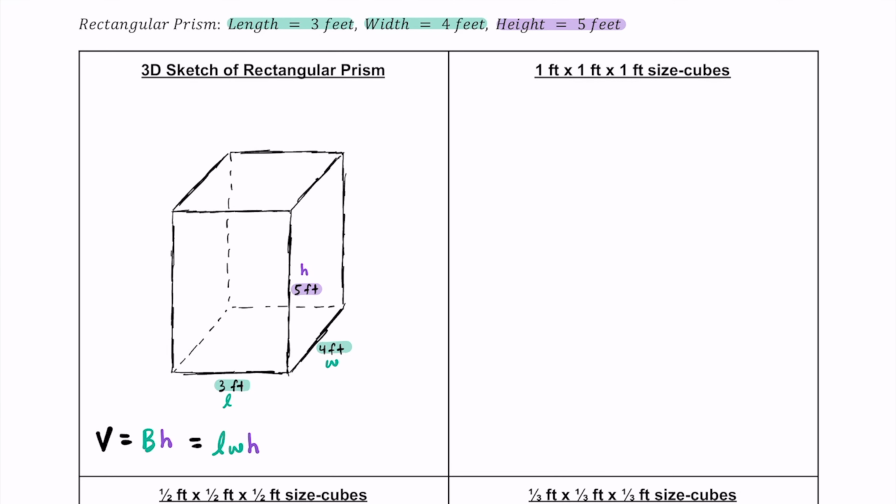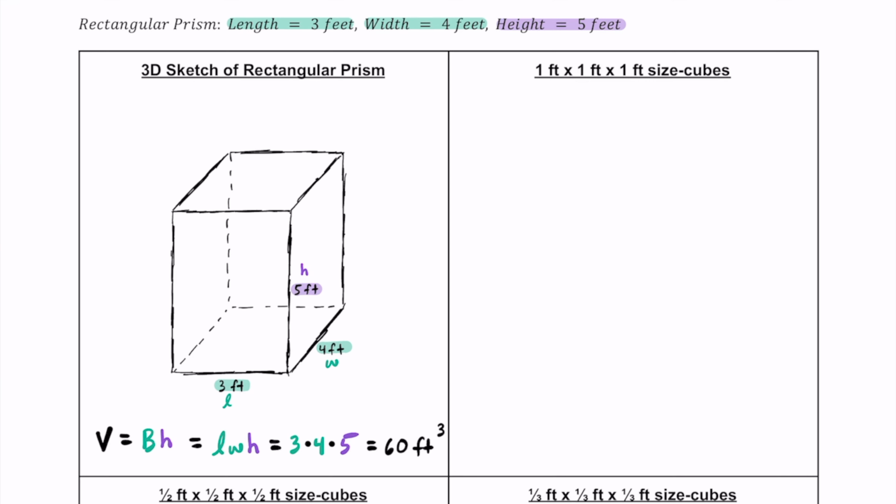If we make some substitutions here, the length is going to be 3 feet, so I'm going to substitute in 3. The width here is going to be 4, so I'm going to substitute in a 4 here. And then the height is going to be 5, so I'm going to multiply this by 5. Multiplying these all together, 3 times 4 is 12, 12 times 5 is going to be 60. So we're going to have a total volume here of 60 cubic feet, or 60 feet cubed.